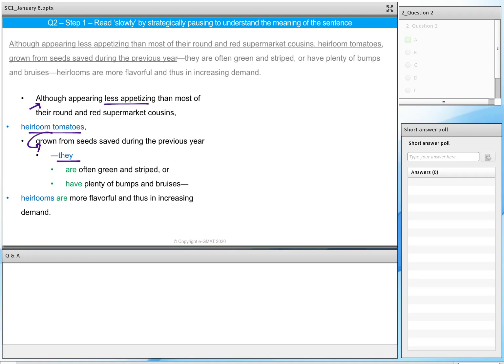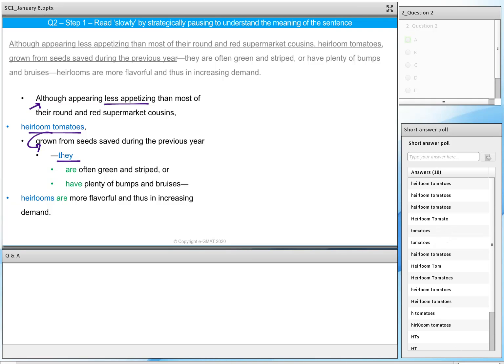So whenever you see a pronoun in a sentence, stop and pause and ask, okay, they, what is they referring to? They are often green and striped. They have plenty of bumps and bruises. Perfect. Awesome. Heirloom tomatoes. Thank you so much. You guys are doing the work for me. Heirloom tomatoes. So I'm going to make a note here. Heirloom tomatoes are often green and striped or have plenty of bumps and bruises. Yes, because they is serving as the subject for these two verbs.